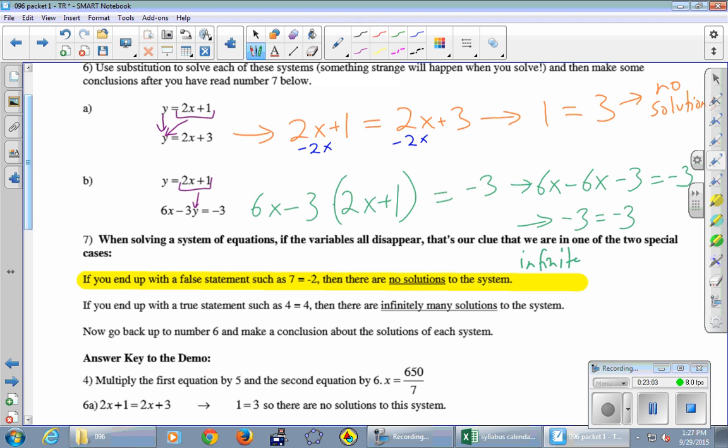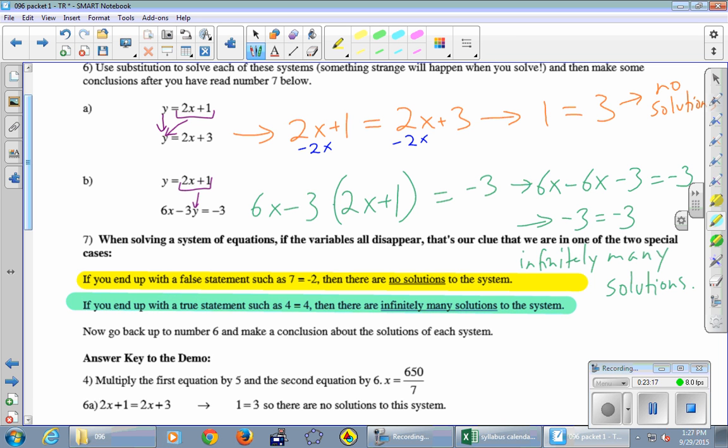Infinitely many solutions. And that's written out right here. If you end up with a true statement such as 4 equals 4, there are infinitely many solutions to the system. Right? Two special cases. The way that you know you're in one of those special cases is all the variables disappear. Questions on that?